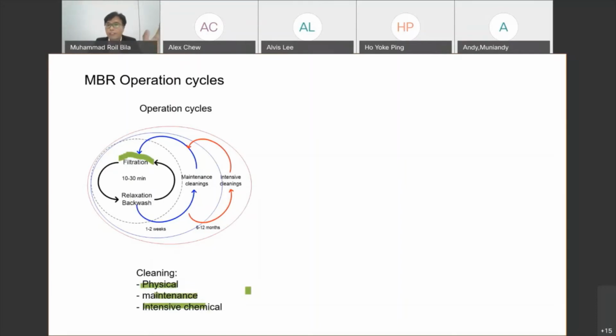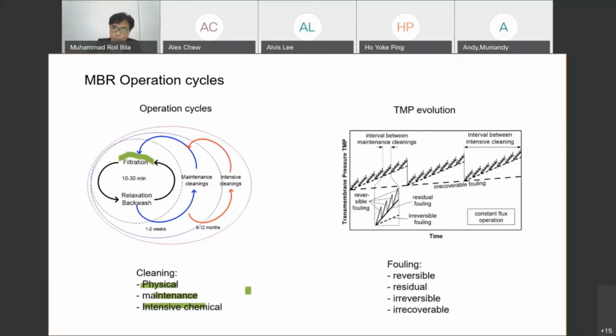So if you translate the cycle into the pressure, it will look like this. You'll have an increasing pressure during the cycle here. And then you do the maintenance cleaning here, maintenance cleaning here, maintenance cleaning here. So this is basically 1 month, 1 month, 1 month, and so on. Then we reach what we call the threshold pressure. So basically at this pressure, you say that you cannot sustain the operation.